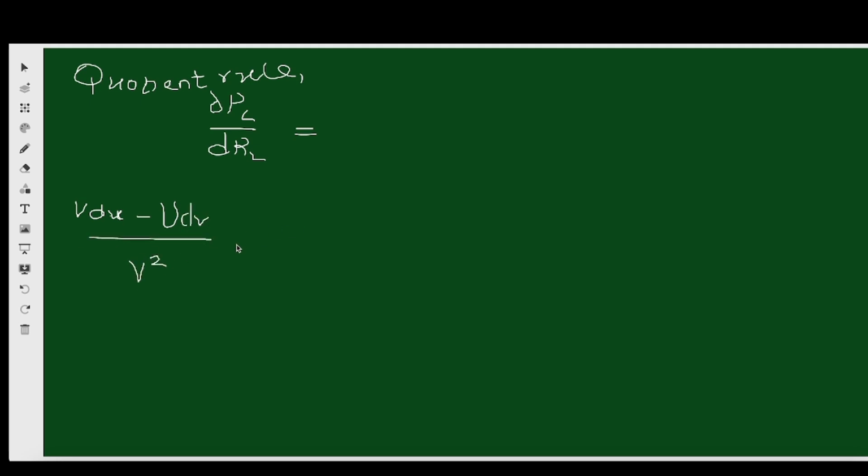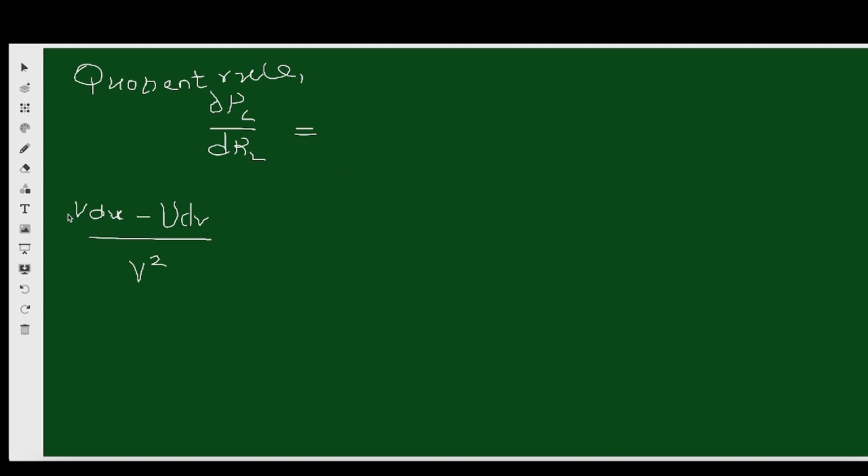So dPL/dRL is equal to what? We use the quotient rule. Using the quotient rule, what do we have? The quotient rule states that we have v du minus u dv, over v squared. So that is the quotient rule.